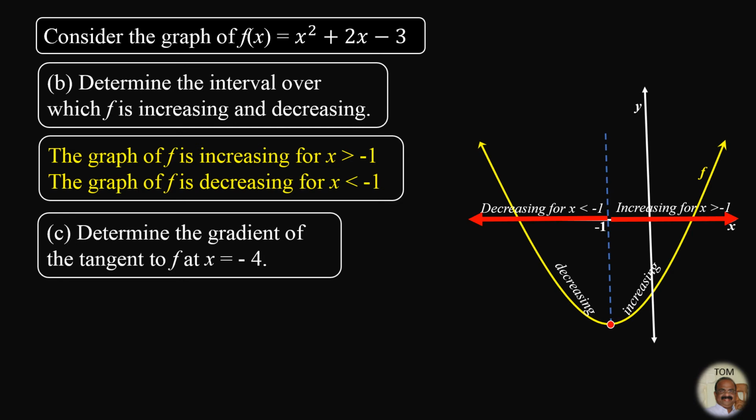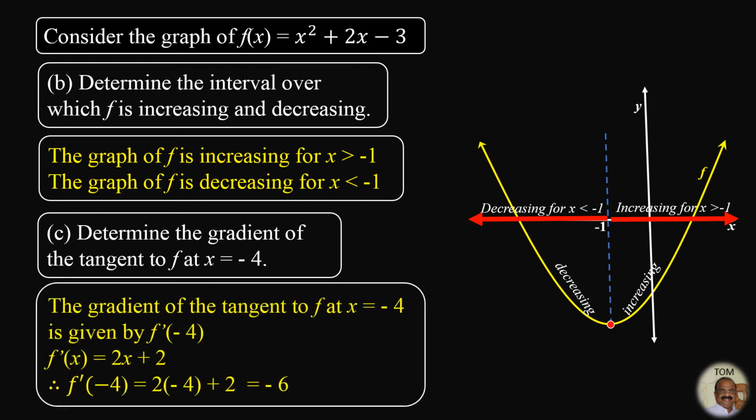Question C, determine the gradient of the tangent to f at x = −4. Not at the turning point. It is at x = −4. What is the gradient of a tangent? The gradient of the tangent means we go for the derivative. Not anywhere on the graph, but we want a particular point where x is equal to −4.